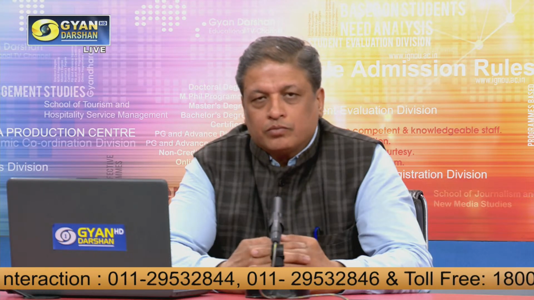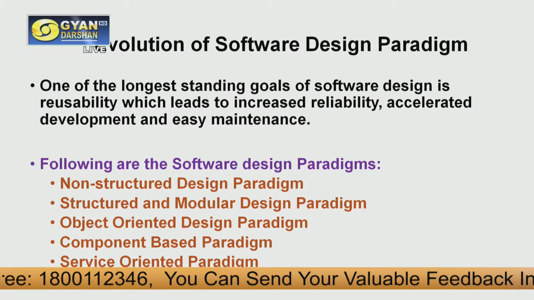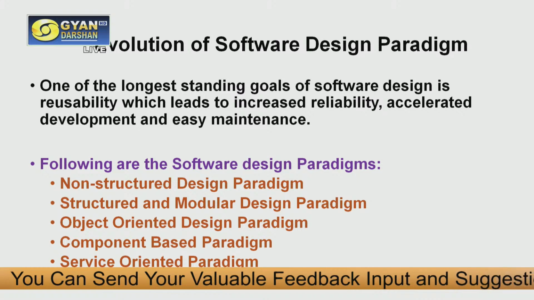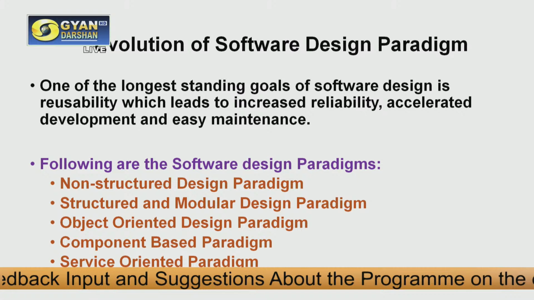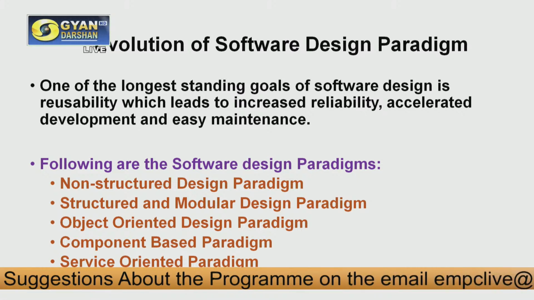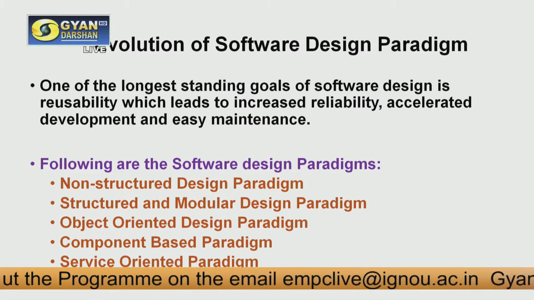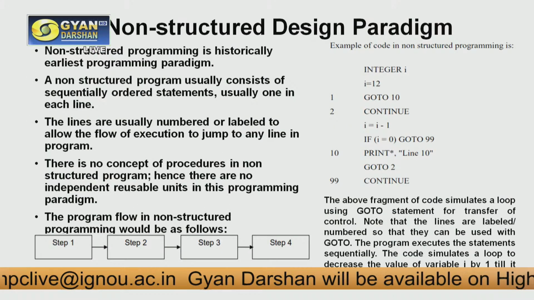Now, apart from this, so far as the software design paradigm is concerned, we are having different phases of the evolution of software. These phases firstly involve the non-structured design paradigm, and then we have the structured and modular design paradigm. Apart from this, they are followed by the object oriented design paradigm, component based design paradigm, and service oriented paradigm. Now we are going to discuss the non-structured design paradigm.